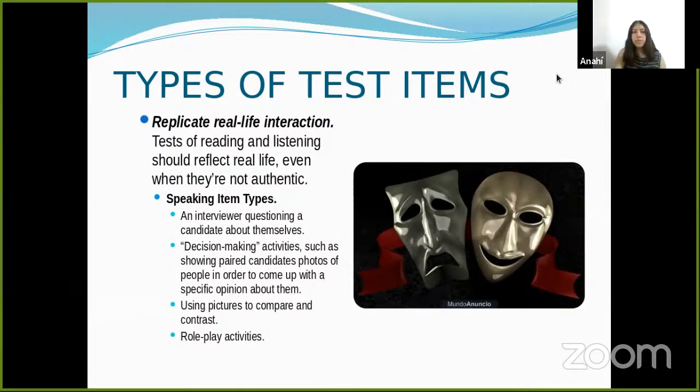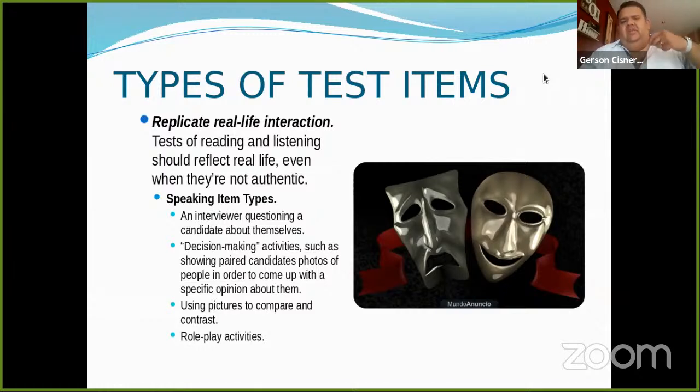Picking item types. An interviewer questioning a candidate about themselves. Decision-making activities such as showing paired candidates photos of people in order to come up with a specific opinion about them. Using pictures to compare and contrast. Role play activities. Very good. So all of those are speaking items that you can have. Interviewing, pair work, pictures to compare and contrast.